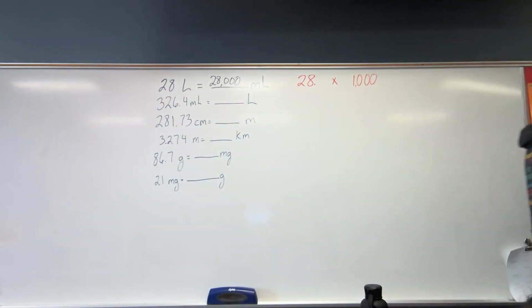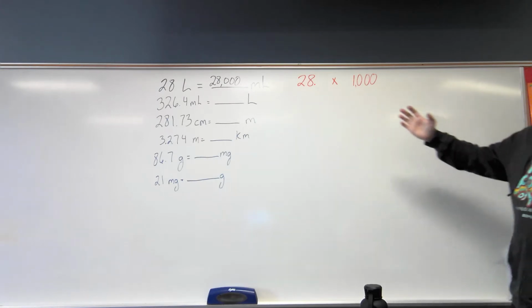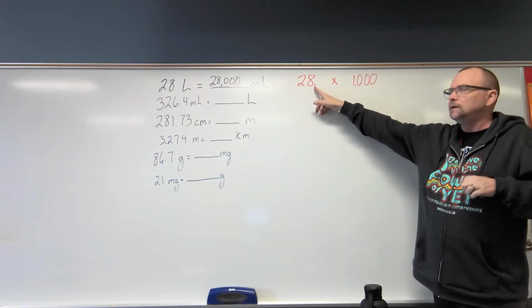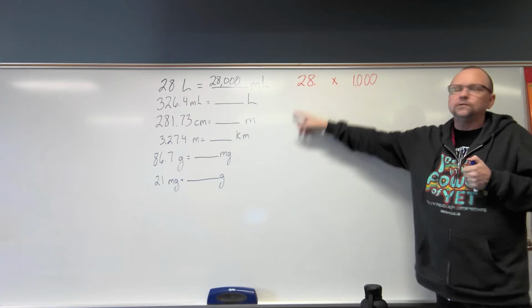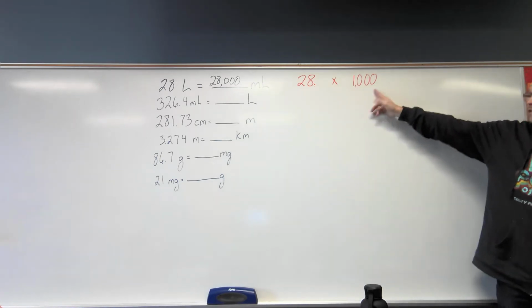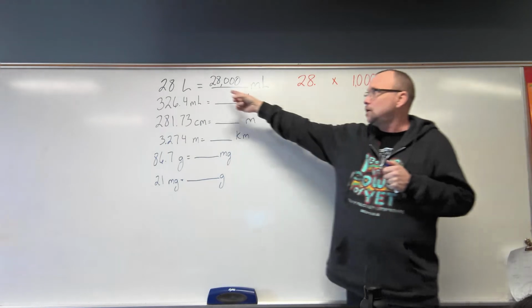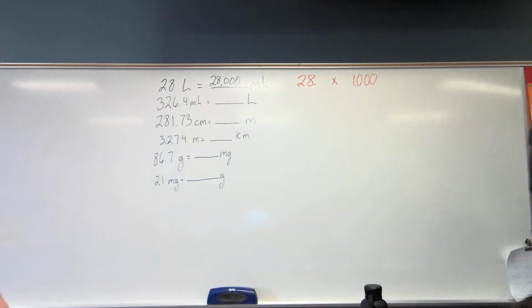milliliters. I'm not adding new numbers. I'm moving the decimal point. This one I moved the decimal point from behind the 8. So the 8 was in the ones place. I want it to be 1,000 times greater. So now the 8 is in the 1,000 place.